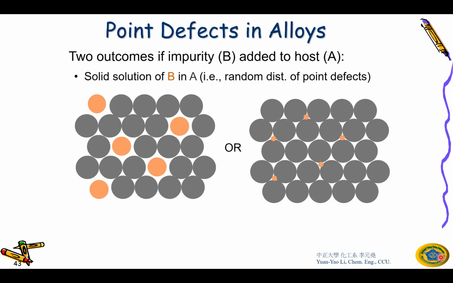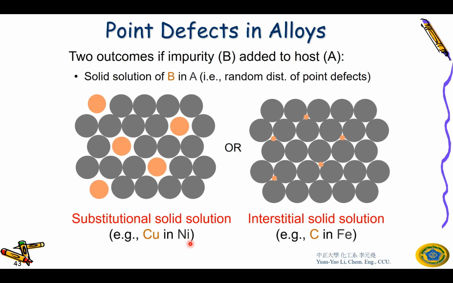So let me summarize the point defects in alloy: two outcomes if the impurity B is added into the host A. Solid solution of B in A, and it needs to be randomly distributed. It can be here, it can be here. And this is all we call point defects. And this one we call solid solution. One example I just showed you is copper in nickel, right? And this is another example, interstitial solid solution. The case is carbon in iron.